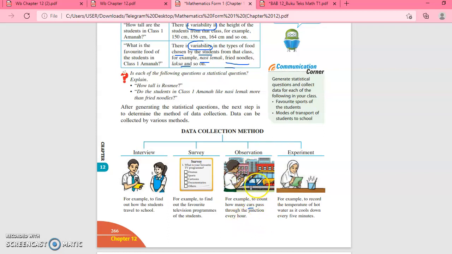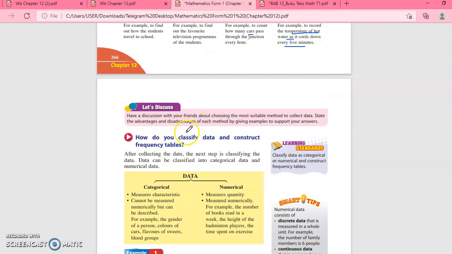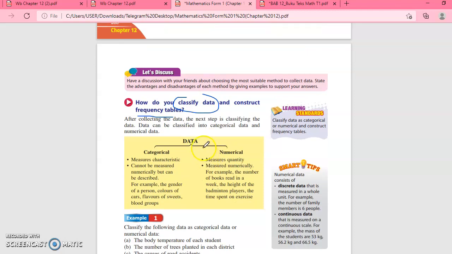What is the weather during this week? This is observation. The last method you can use is experiment. You do an experiment to record the temperature of hot water as it cools, every 5 minutes. So there are 4 methods. How do you classify data and construct a frequency table?